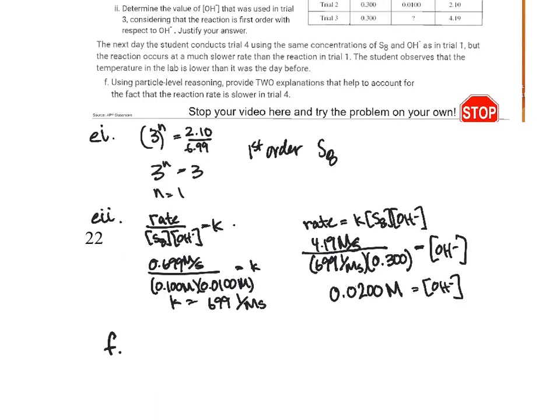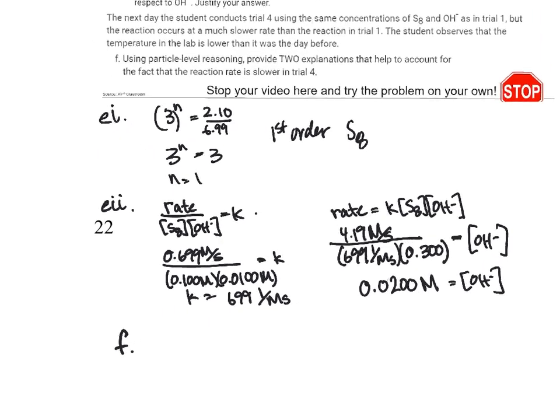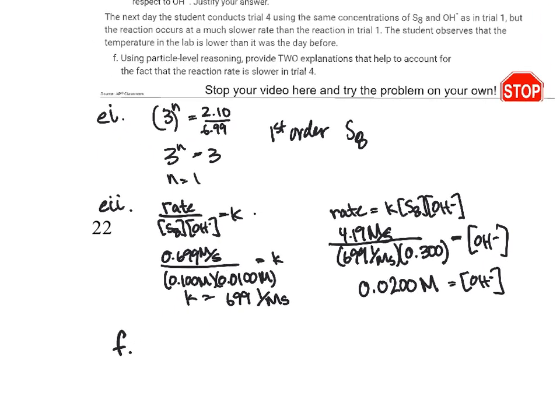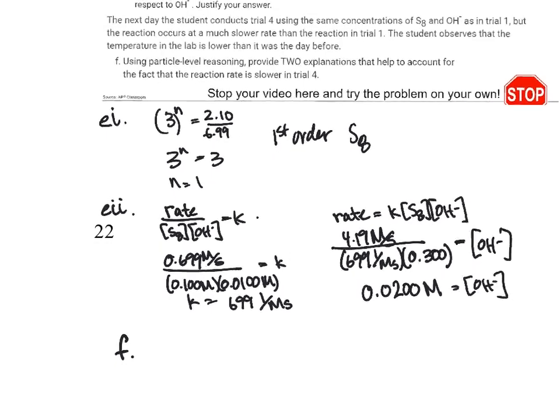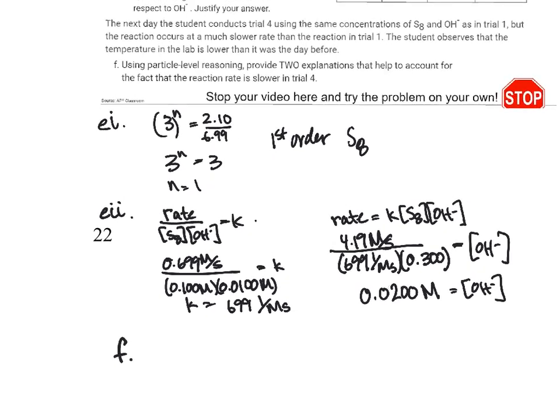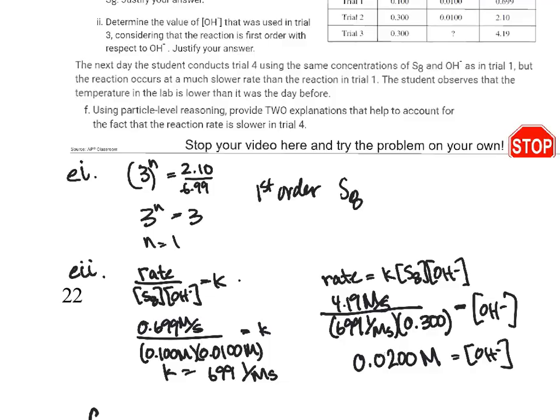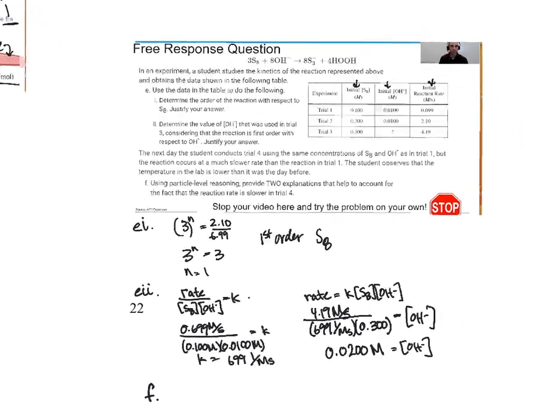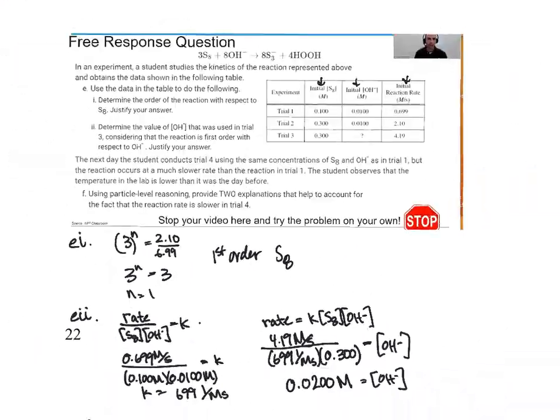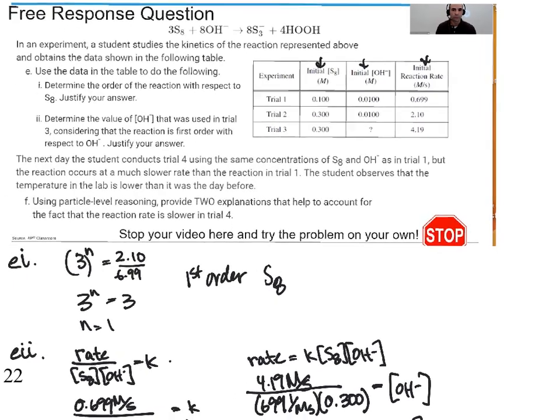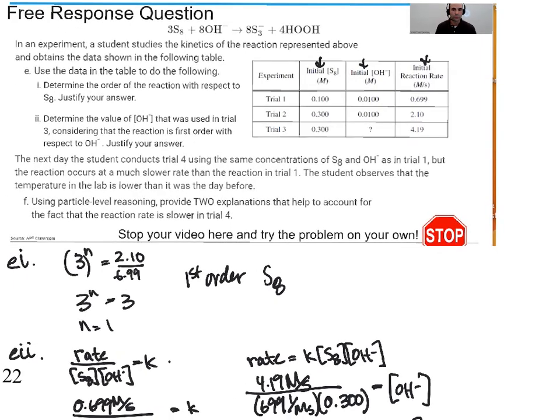All right. Just out of curiosity, did we get first order for S8? Yes. Okay. Question. Why'd you change like 0.699 to 6.99? Just so it'd be easier to divide. I didn't mean to. I really didn't mean to.